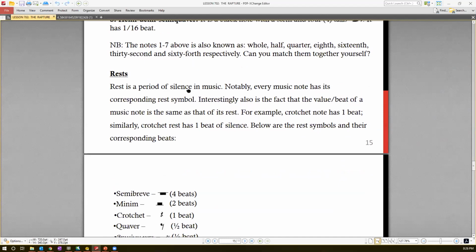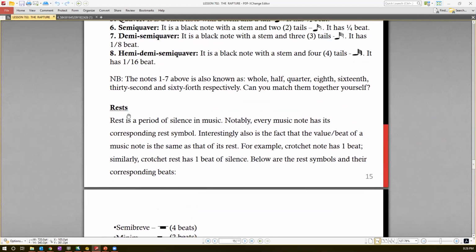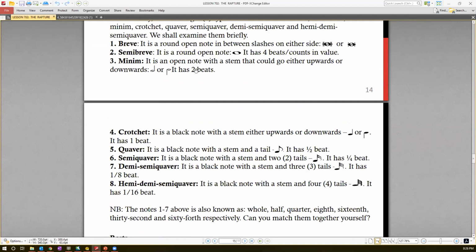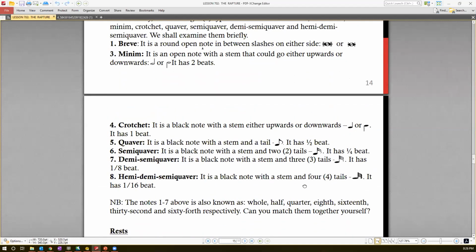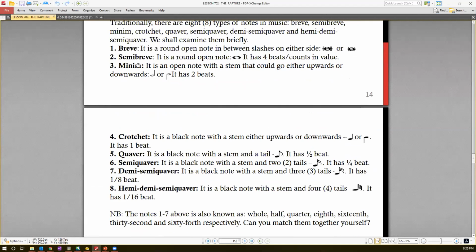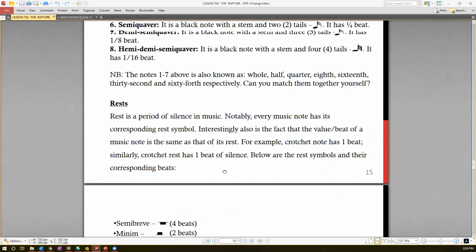So we will look at that very soon. We have whole rests, half rests, quarter rests, minim rests, semi-breve rests. Either way you want to look at them, we're going to look at them as we go along.